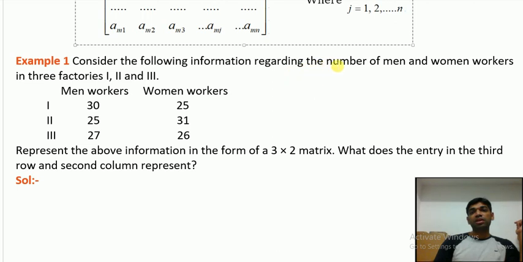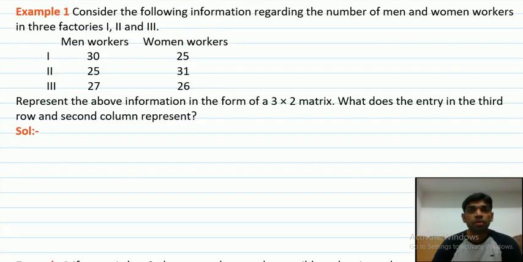Consider the following information regarding the number of men and women workers in 3 factories 1, 2 and 3. So men workers and women workers, and these are 3 factories 1, 2 and 3. Represent the above information in the form of a 3 cross 2 matrix. 3 cross 2 means what? 3 is the number of rows and 2 is the number of columns. It means 3 rows, 1st, 2nd and 3rd row, and 2 columns.